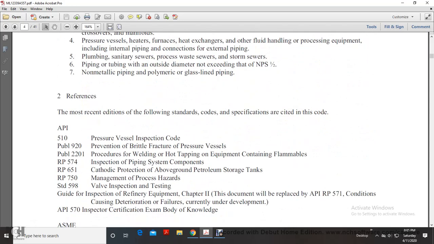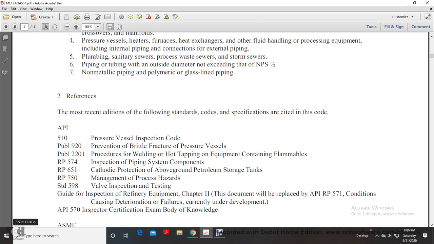2. References. The most recent editions of the following standards, codes, and specifications are cited in this code: API 510, Pressure Vessel Inspection; Publication 920, Prevention of Brittle Fracture of Pressure Vessels; Publication 2201, Procedures for Welding or Hot Tapping on Equipment Containing Flammables; Recommended Practice 574, Inspection of Piping System Components; RP 651, Cathodic Protection of Aboveground Storage Tanks; RP 750, Management of Process Hazards; Standard 598, Valve Inspection and Testing; Guide for Inspection of Refinery Equipment, Chapter 2. Recommended Practice 571, Conditions Causing Deterioration or Failures, is currently under development.